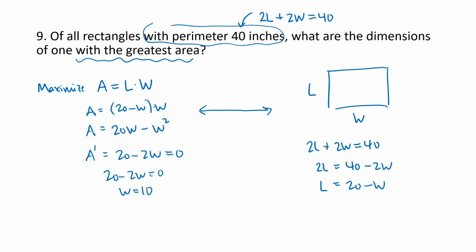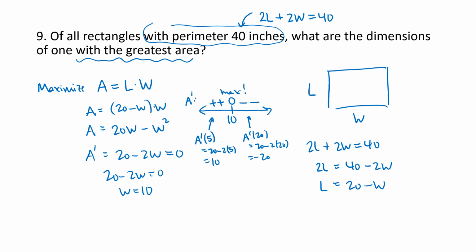So I'm going to use my first derivative test. So A prime, my critical value is at 10. So I'm going to plug in something bigger than 10, something less than 10. So A prime of 5, that's going to be 20 minus 2 times 5. Remember, I'm plugging into my A prime formula, not my A formula. So that's plus over here. And then I'll try A prime of 20. That's going to be 20 minus 2 times 20. That's negative 20, which is negative. And that really is a max by my first derivative test. So I found the max.